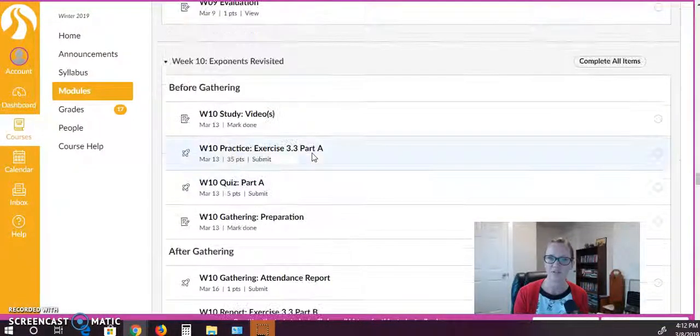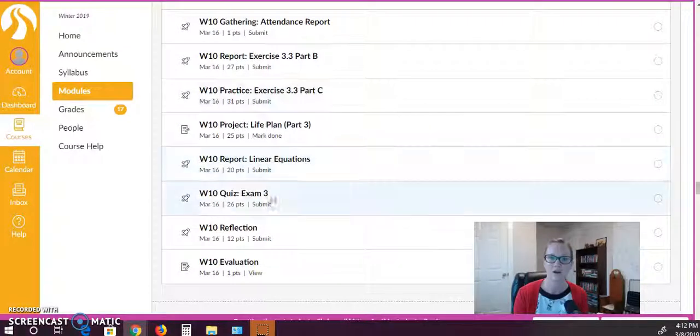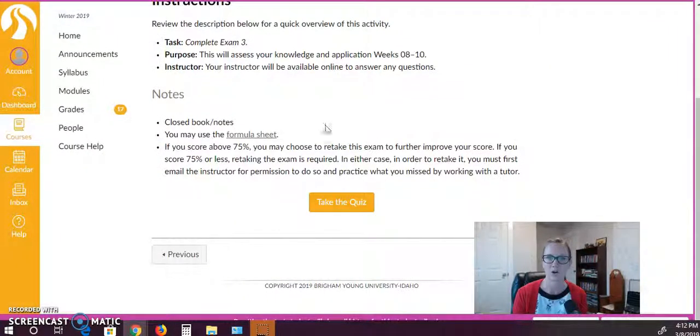As far as the exam goes, similar to your last exam, you do have a formula sheet that you can use. No books or notes are allowed otherwise. Remember that if you score 75% or below, you do need to do a retake. And if you've scored higher than that, you're welcome to do a retake as well if you want to try and improve your score. So prepare carefully for that, and good luck on it.